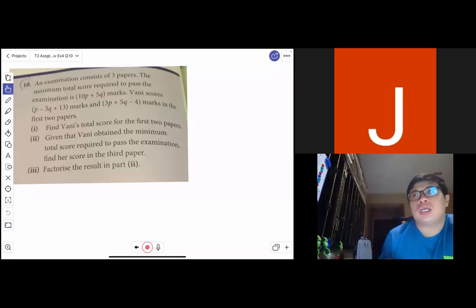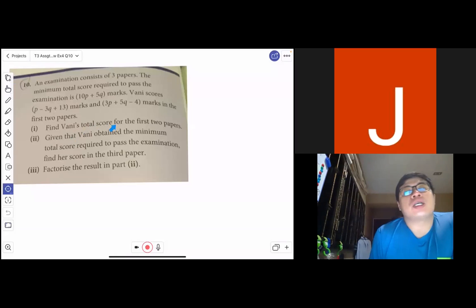Okay, so for this question, the exam consists of 3 papers, right? This kind of question is basically about understanding a contextual question and putting the context into algebraic expressions. The total score for all 3 papers, paper 1 plus paper 2 plus paper 3, added together, must give you 10P plus 5Q.